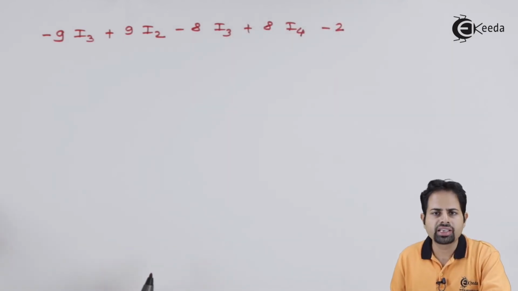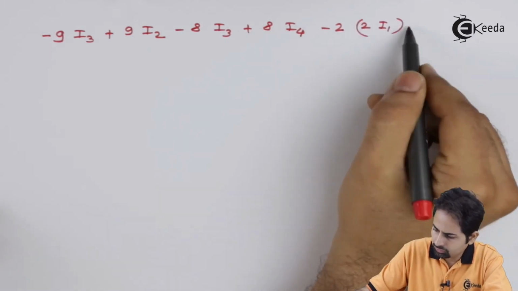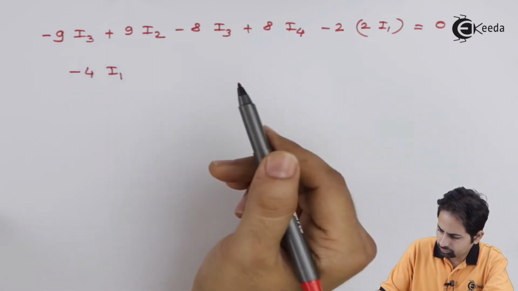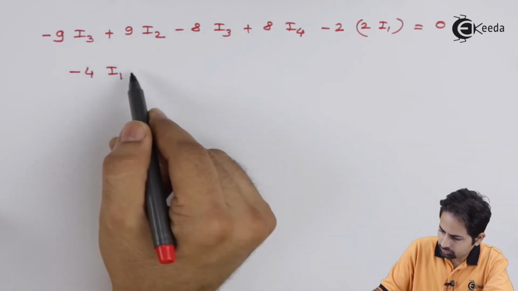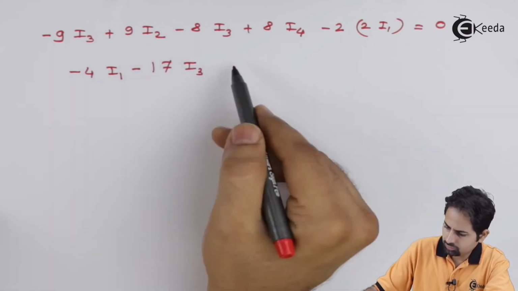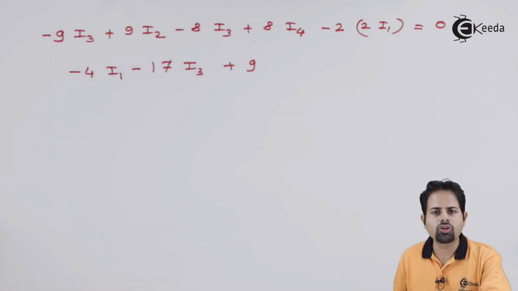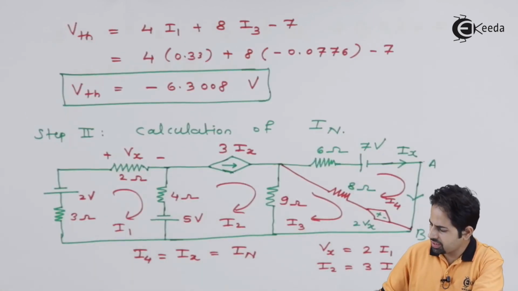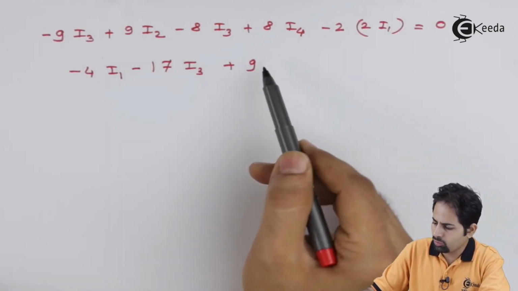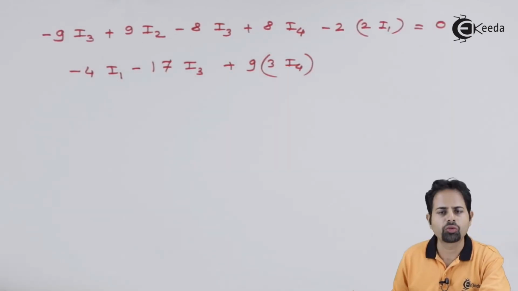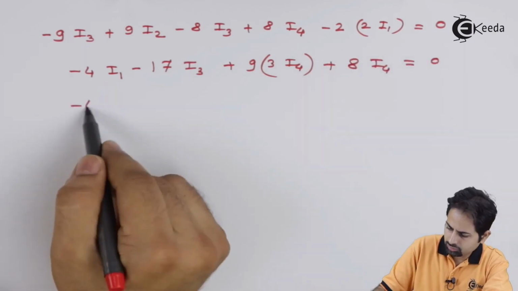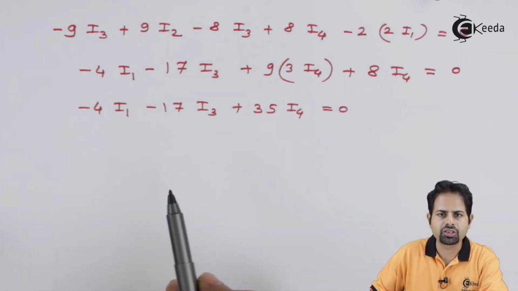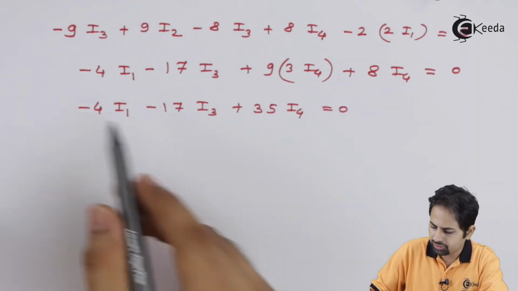Now we can replace this Vx with 2 times I1. And now we will rearrange the equation. Now instead of I2, I am going to write I4, as we know that in this circuit I2 is 3 times I4. So this I2 will now be 3 times I4. So this is the second equation that we have got, or we can call it the third.